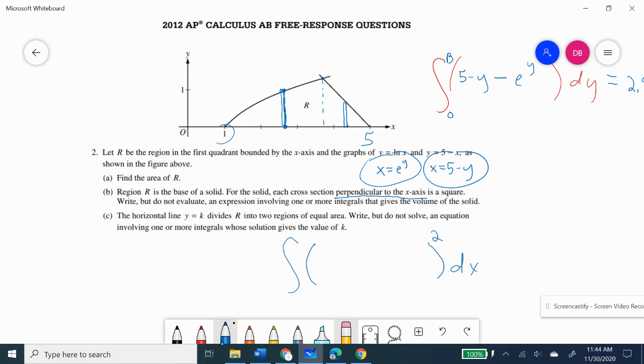Now, kindly, it is a write but do not evaluate, an expression involving one or more integrals that gives the volume of the solid. So I actually want to, in this case, not take these versions.